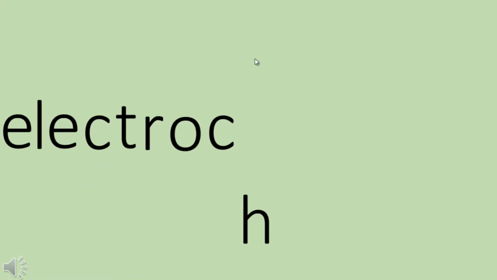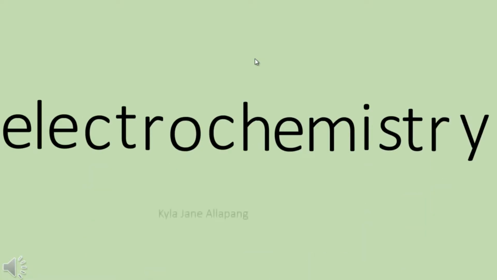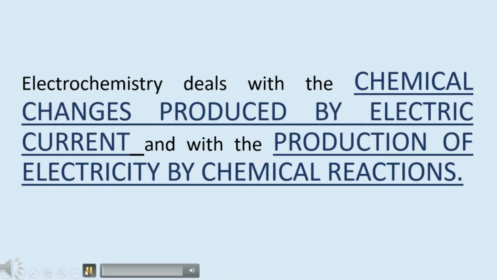Electrochemistry. Electrochemistry deals with the chemical changes produced by electric current and with the production of electricity by chemical reactions.